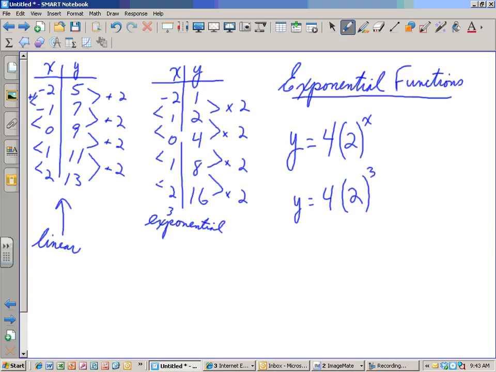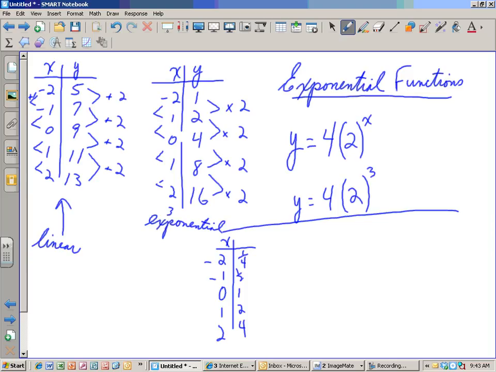Let's do another one of those. Let's take a table. Maybe I'll do it right on this screen. All right, let's take another one. Let's take where my x is -2, -1, 0, 1, and 2, and the y is 1/4, 1/2, 1, 2, and 4. Okay?